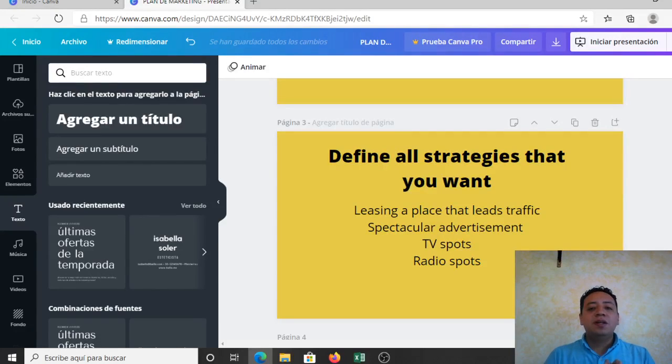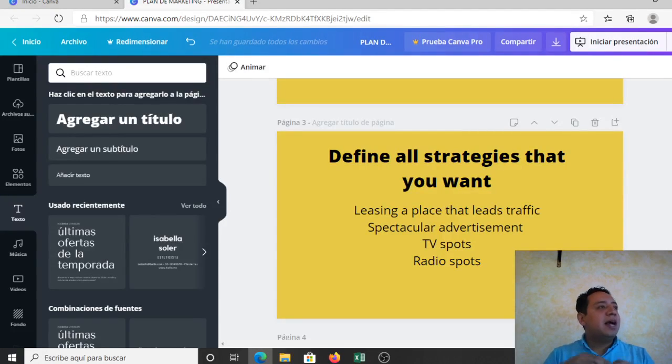So we have to define all the strategies that you need in order to sell your products. For example, if you are in a leased place that leads traffic, that is one strategy, even if you do not know about that. A spectacular advertisement, for example, on big avenues, you can see many spectaculars, probably TV spots, radio spots. All of these are strategies that lead you customers, or possible customers, at least users that could visit your store, your local business, or probably your website.